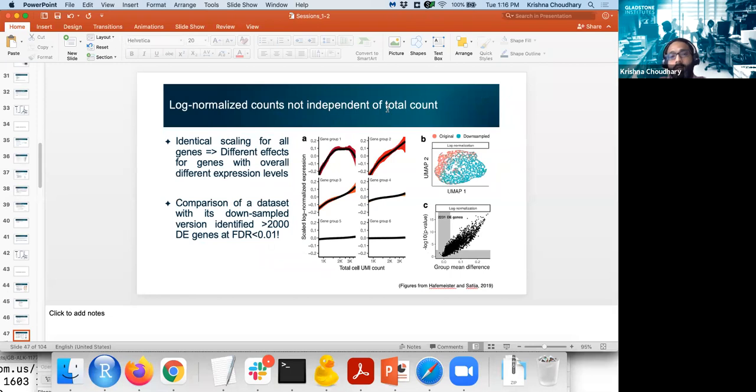And we also discussed log normalization, which is the default practice in the field right now, including in the scRNA pipeline.